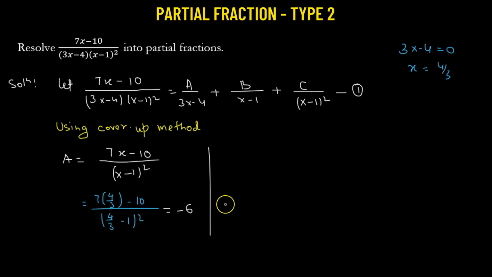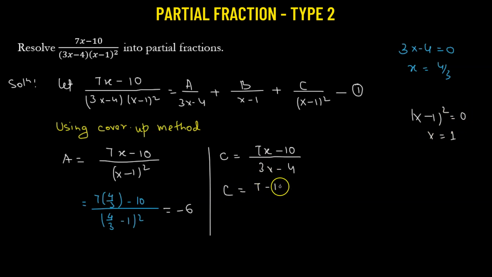So let's solve this, and this is going to give us negative 6. Then we can find the value of C using the cover-up method. All we have to do is take the original rational fraction and cover up (x - 1) whole squared. Since we've covered up (x - 1) whole squared, we equate (x - 1) whole squared to 0, giving us x equals 1. We'll substitute x with 1, so we have (7 - 10) divided by (3 - 4). So 7 minus 10 is negative 3, 3 minus 4 is negative 1, so C comes out to be positive 3.